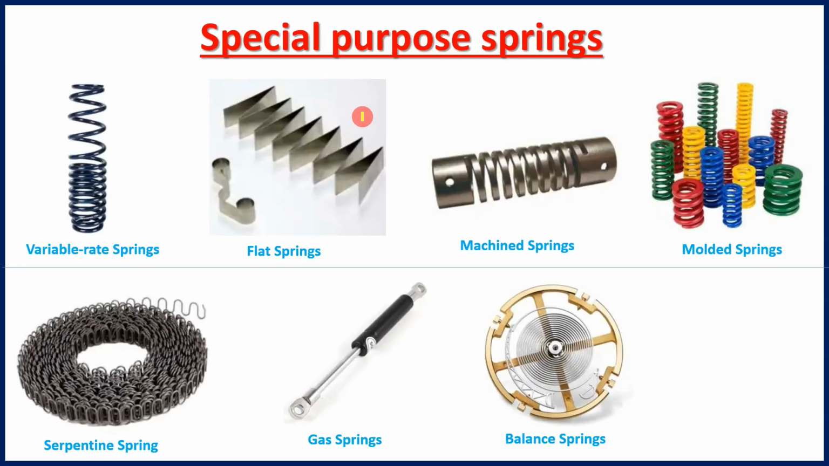Now here are the special purpose springs. Like the variable rate spring we can see here, where we have different pitch between the two coils. And also we have the flat spring, where we can see the zigzag portion having the flat portion. This type of spring is called a flat spring. This one is a machine spring, and this one is a molded spring. Plastic springs are there, completely molded springs.